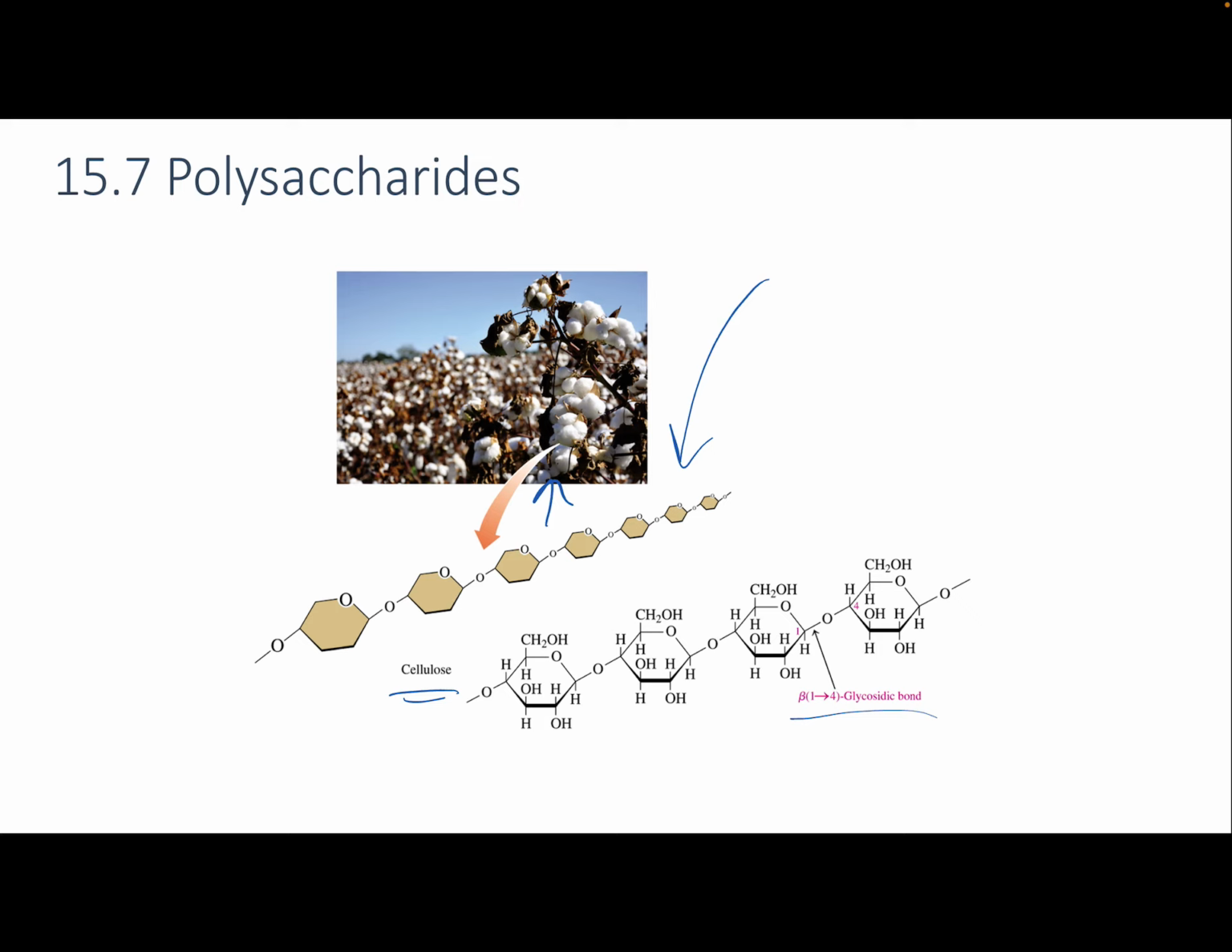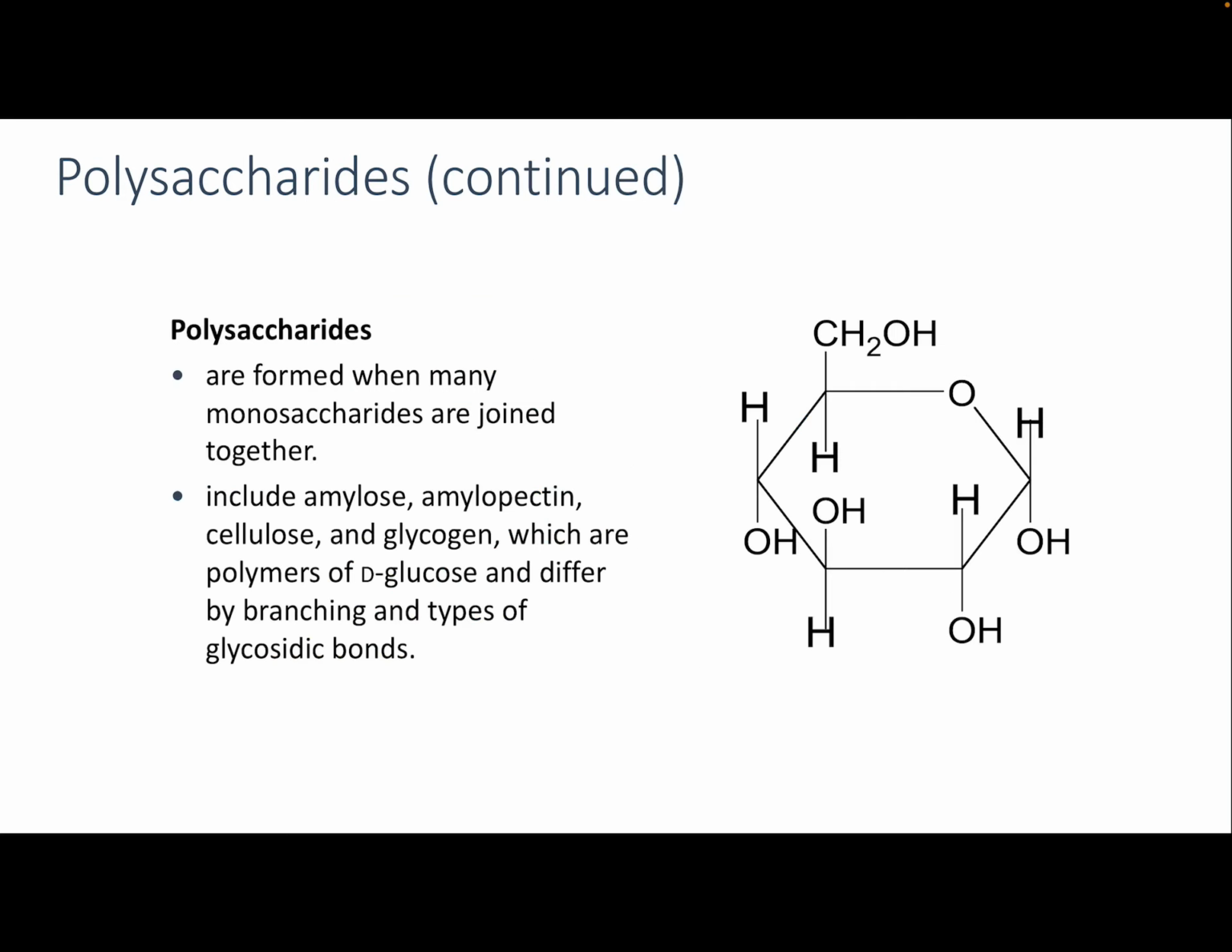Now we're going to focus on polysaccharides of glucose. There are other polysaccharides of other sugars, but this is the monosaccharide that we're going to pay attention to. And the reason is because there's quite a few polysaccharides of interest that are all just made up of glucose. So a polysaccharide forms when we have multiple monosaccharides joined together.